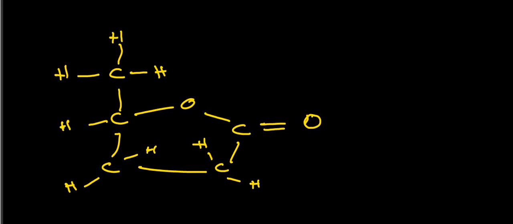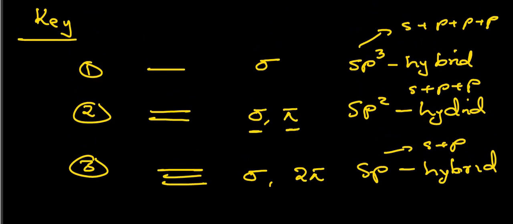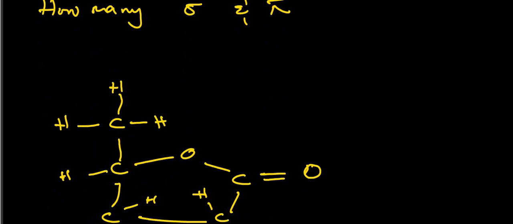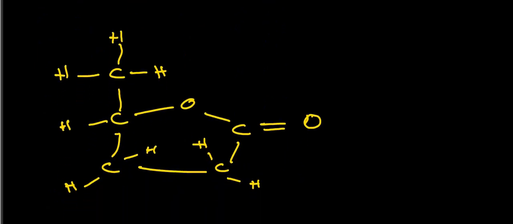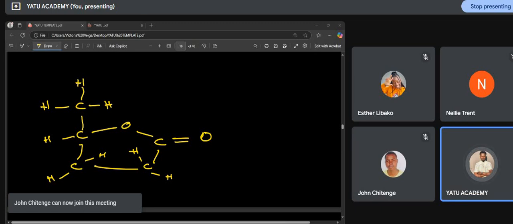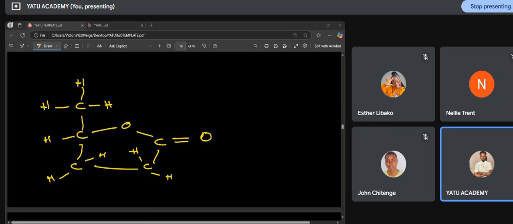According to the key that I've given you guys, if you are following, this is the key. How many pi bonds are you able to see in this molecule that you have here? Esther, how many pi bonds are you able to see? John, how many pi bonds are you able to see here? Are you guys able to hear me?